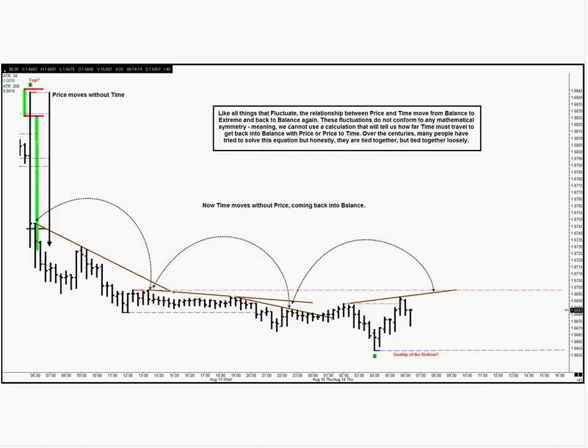Let's take a look. Here's what happens. Here's our big drop. Like all things that fluctuate, the relationship between price and time moves from balance to extreme and back to balance again. These fluctuations do not conform to any mathematical symmetry. Don't try and count bars. Don't try and measure. It's not like that. Okay.